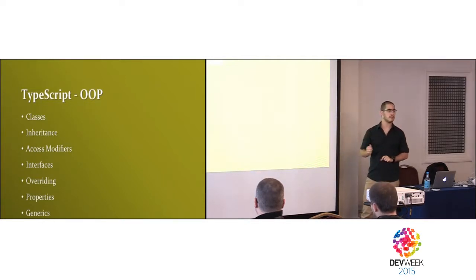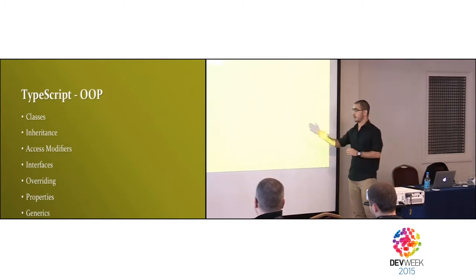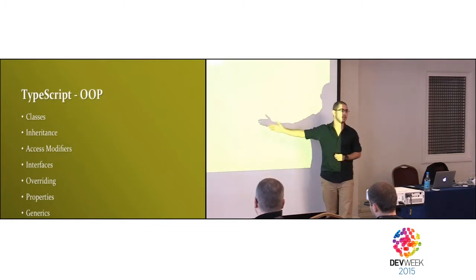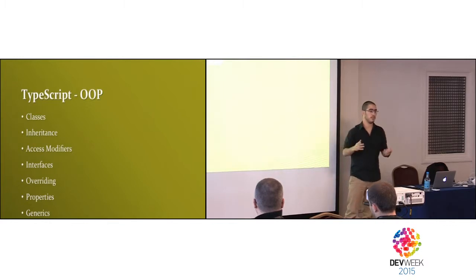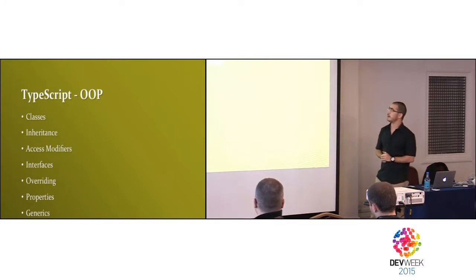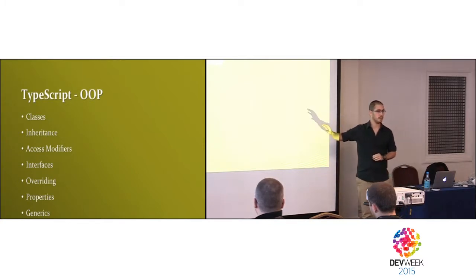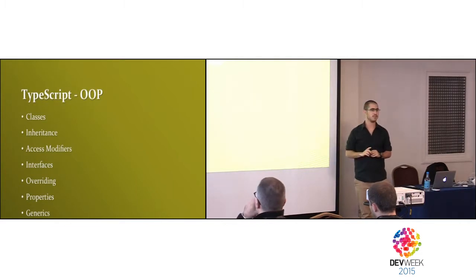Interfaces, we're going to see interfaces today because they are a bit different from what we expect, which has its advantages and disadvantages, of course. Overriding methods, having properties with setter and getter, and generics, which is the most important thing because without generics, we don't have lists, we don't have dictionaries, we're going back to the old array, which is kind of sad to say.